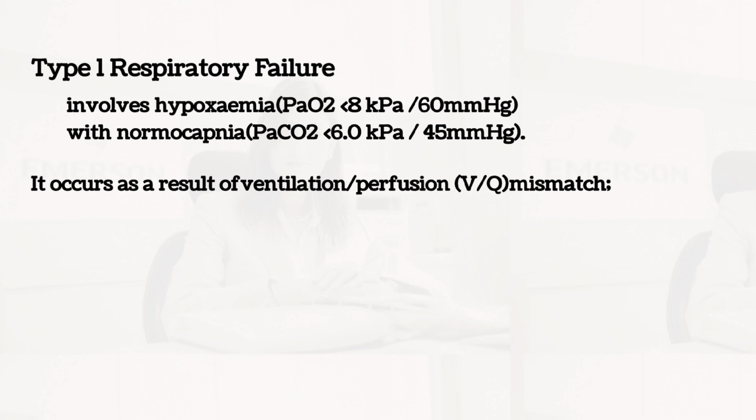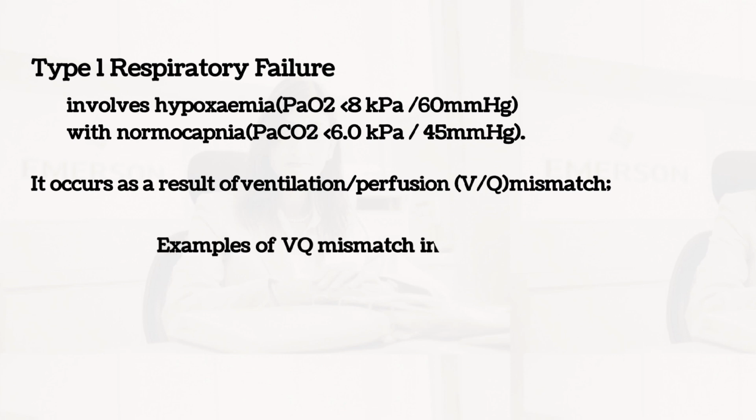The rise in partial pressure of CO2 rapidly triggers an increase in a patient's overall alveolar ventilation, which corrects the partial pressure of CO2 but not the partial pressure of O2 due to the different shape of the CO2 and O2 dissociation curves. The end result is hypoxemia, partial pressure of O2 less than 8 kPa, 60 mm of mercury, with normocapnia, partial pressure of CO2 less than 6.0 kPa, 45 mm of mercury.